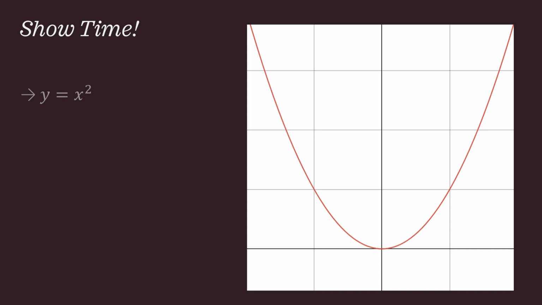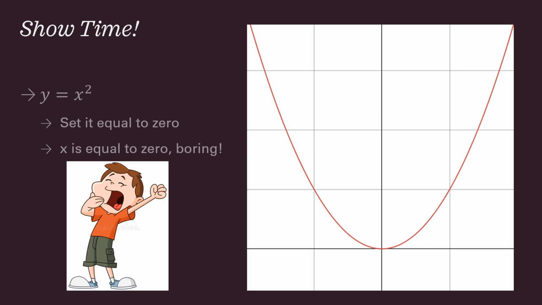Let's take a look at a few quadratic equations now. The first one we want to look at is y equals x squared. This is probably the simplest quadratic equation that we could have. We can see that characteristic parabolic curve, and if we set it equal to 0, we simply get that x is equal to 0 at our 0 point. Not very interesting if you ask me.